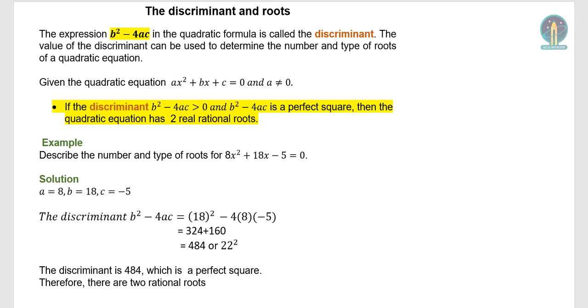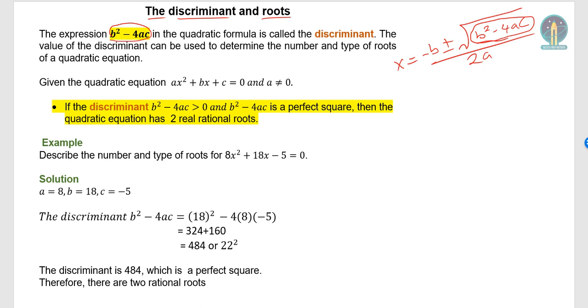Okay, in this concept, we're going to look at the relationship between the discriminant and the roots. Now, the discriminant is the expression that's inside the square root in the quadratic formula, which is the b squared minus 4ac. Remember, the quadratic formula is x equals minus b plus or minus the square root of b squared minus 4ac over 2a. Okay? So the discriminant is this expression right here, which is inside the square root.